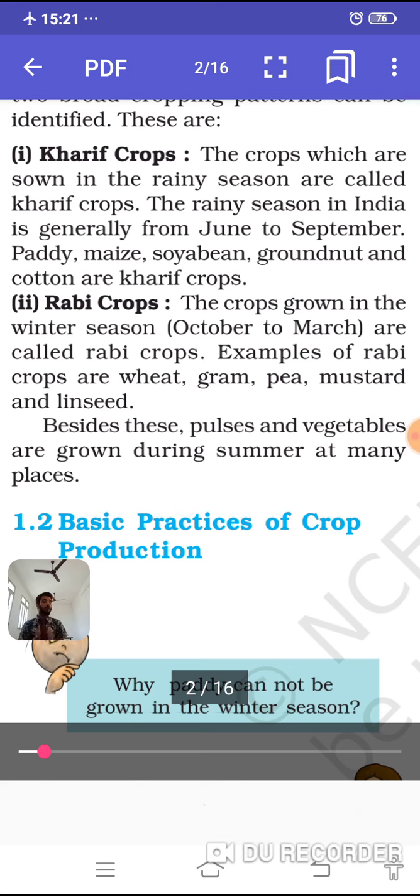Okay, so this is your homework. What is your homework? Your homework is to write the difference between rabi crops and kharif crops, and write down some examples of kharif crops and rabi crops, other than the names used in your book. Okay, think and write. This is just for fun.